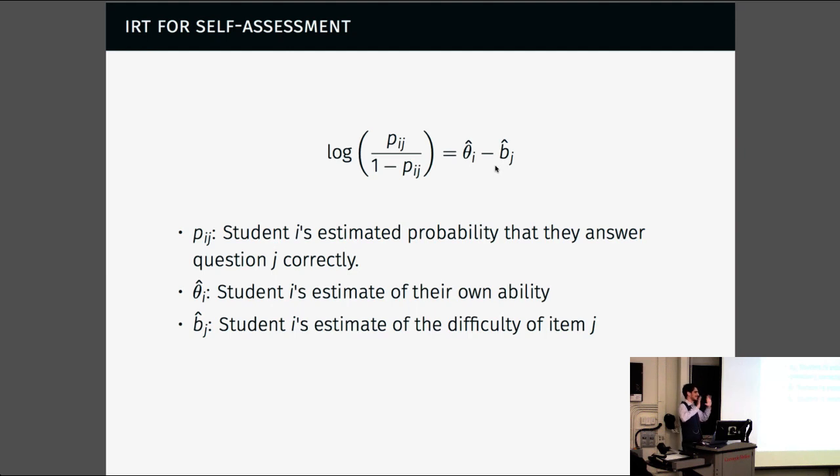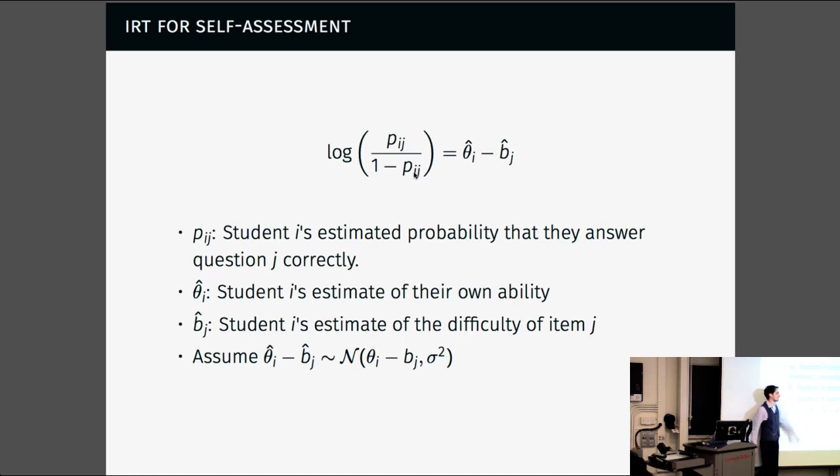But maybe the student doesn't explicitly do any computation in their head that starts from these parameters and builds forward. The model sort of assumes they do, because the model assumes that the difference between the student's ability and the item difficulty is normally distributed, with a mean of the true student ability minus the true item difficulty, with some variance sigma squared. So it's assuming the student is sampling an estimated parameter corresponding to that difference. Okay, does this setup make sense?